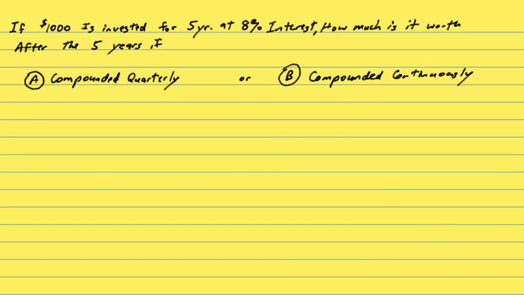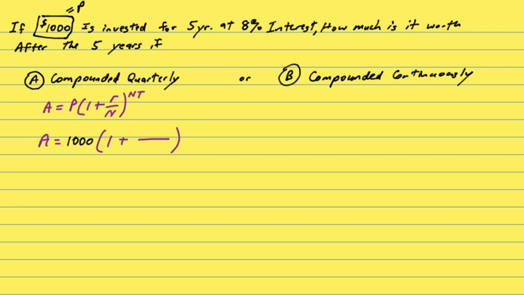These you're going to need to know the formulas, or I will provide them for you. Compounded quarterly, you have to use this formula: A equals P times 1 plus r over n, raised to the nt power. A is the amount in the account. P is the principal or the initial amount. So how much was the initial amount? 1,000. So that's what P is going to equal.